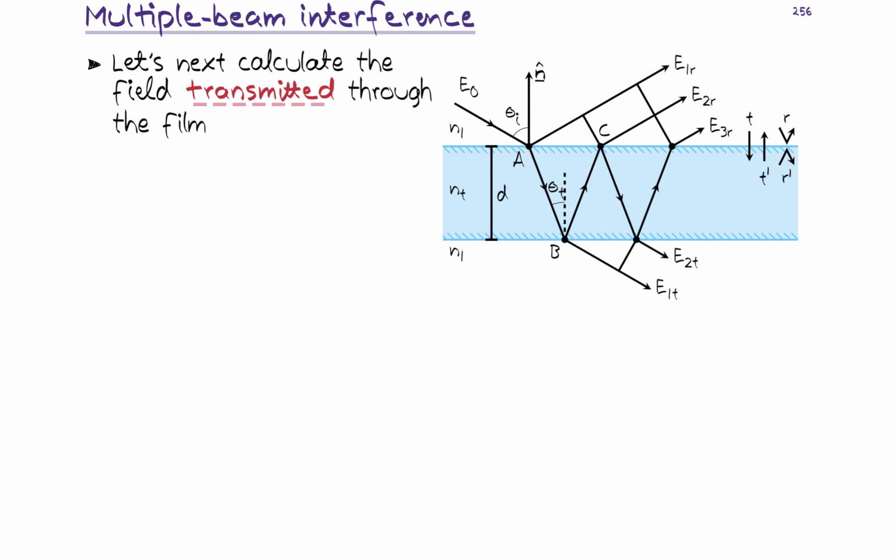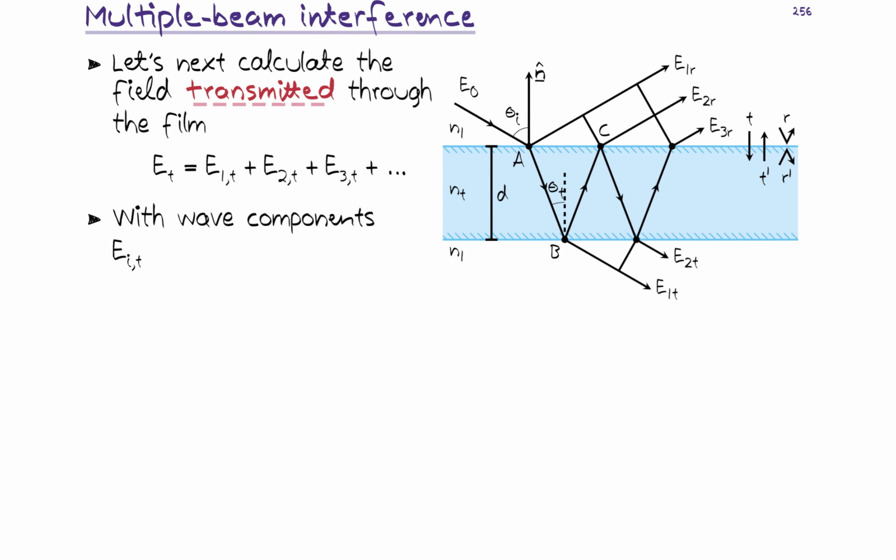So let's next calculate the field that has been transmitted through the film, and this is in a way the same thing. So now we are calculating the transmitted field, and then we have the different terms subsequently arising from the fact that light is being transmitted in this manner.